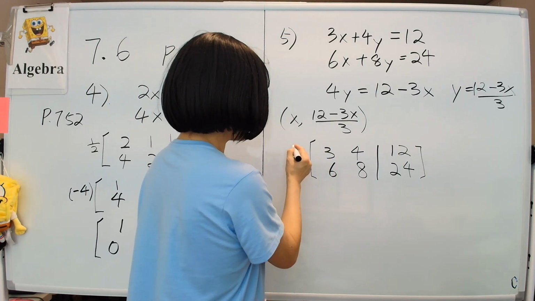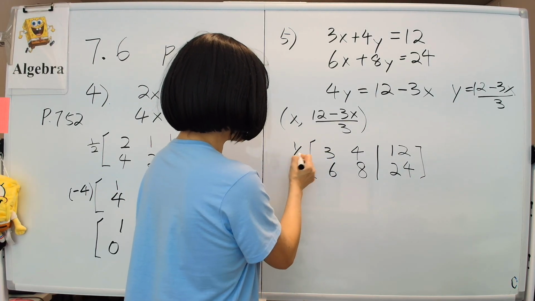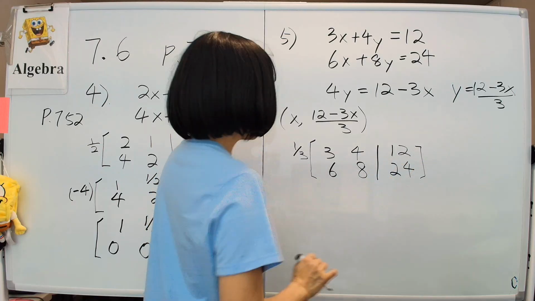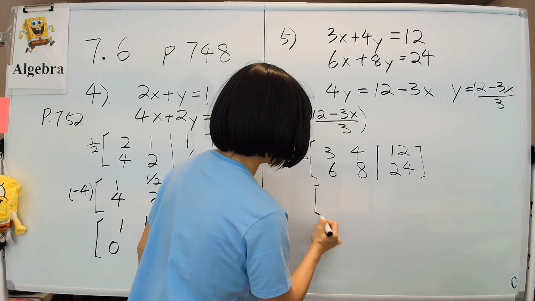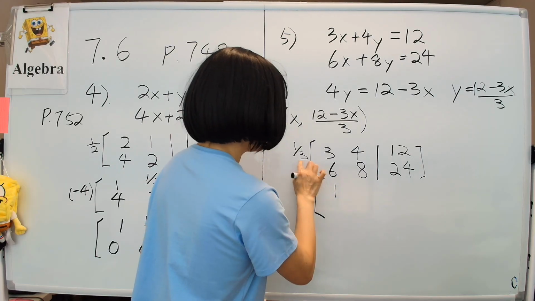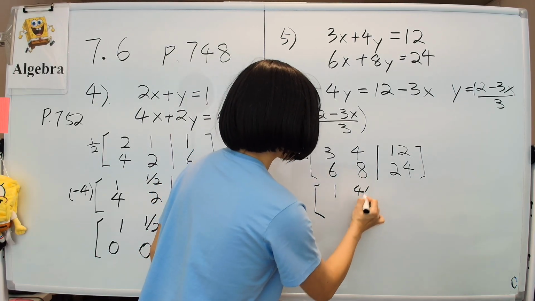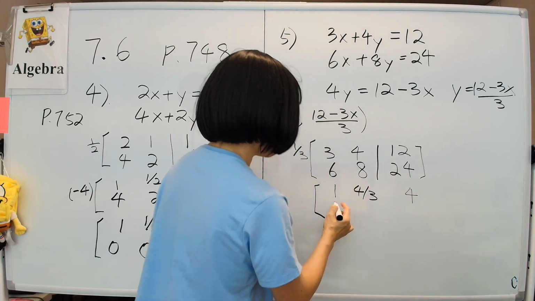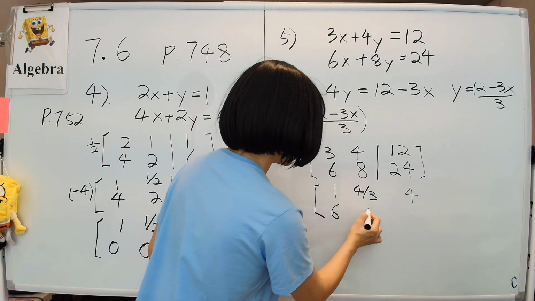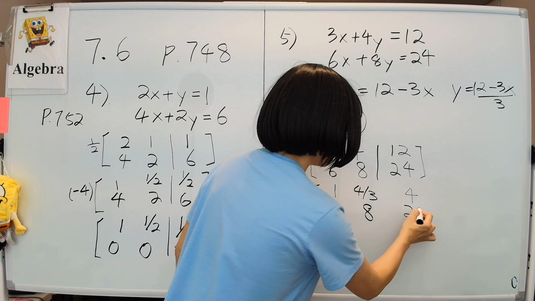First thing, we'll multiply it by 1/3 across the board, okay? And so if we do that, that will turn into 1. And our entire matrix will become 1, 4/3, and then 12 divided by 3 is 4. And then the bottom stays the same way. And now I have to copy it, 24.